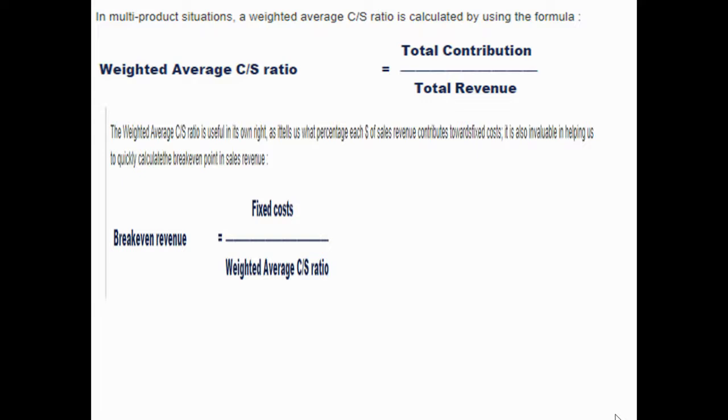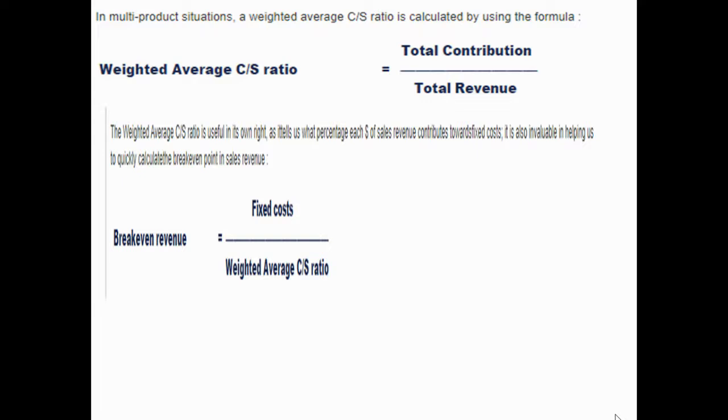And then how do we calculate that? What actually changes under multi-products is that denominator, the contribution. Instead of dividing by contribution, we divide by the weighted average contribution to sales ratio. Even when you are calculating the target activity for a certain level of profit, you also divide by that weighted average contribution to sales ratio. And how do we calculate it? We say total contribution divided by total revenue.